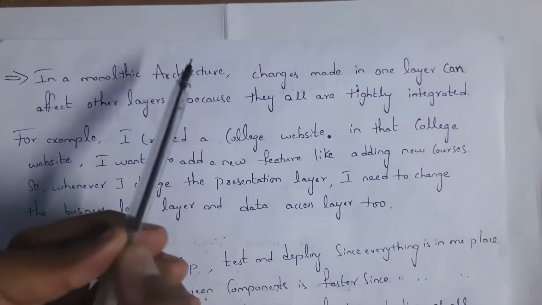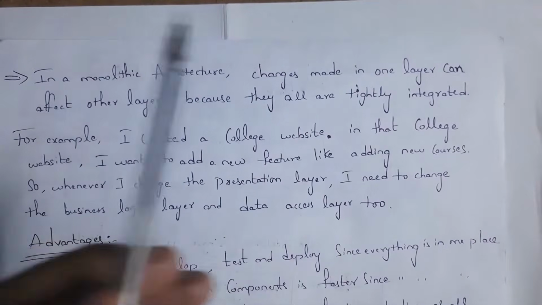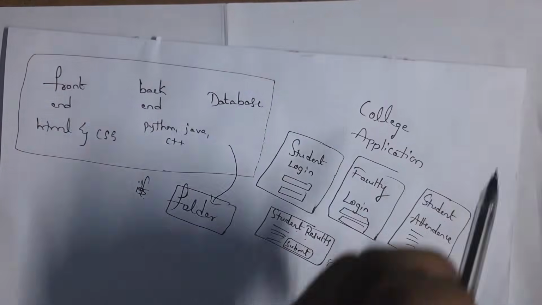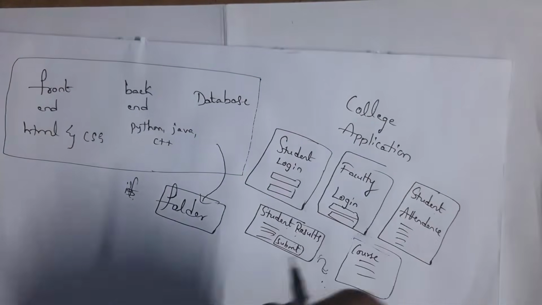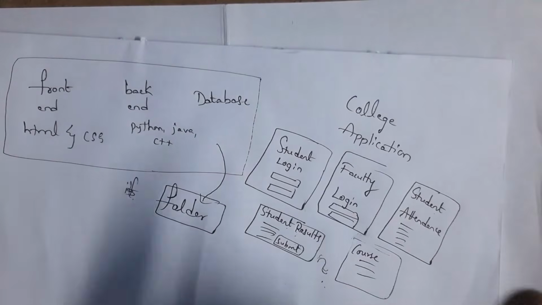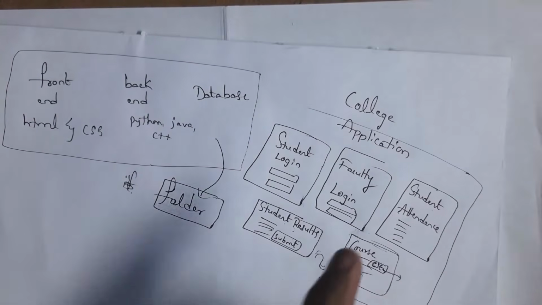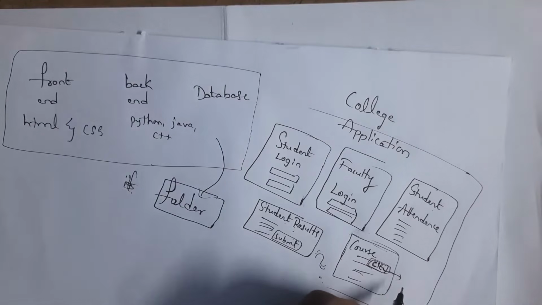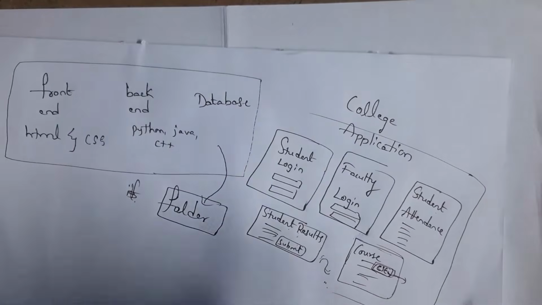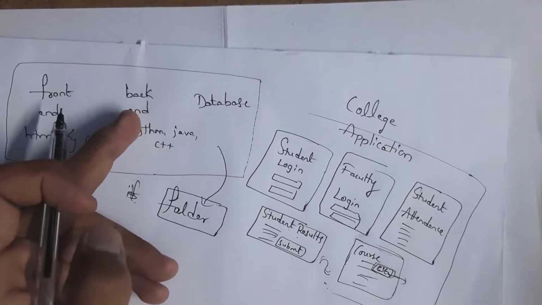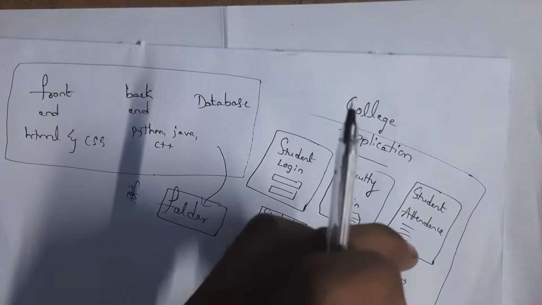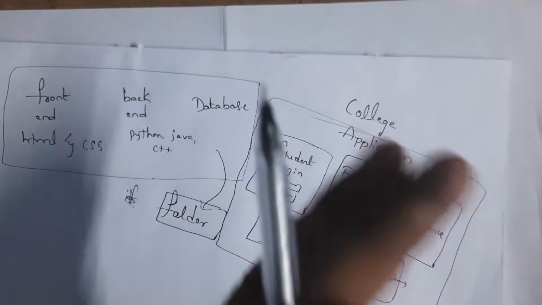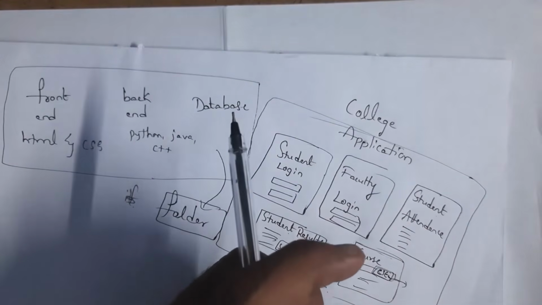In a monolithic architecture, changes made in one layer can affect other layers because they are tightly integrated. Guys, I will give one example. For example, I created a college application. In this college application, I want to add a new feature like a new course page. For example, in this course page, whenever I click on the CSC button, automatically it should display all subjects related to CSC. So again, I need to write code in the backend by using a programming language like Python, Java, and so on. And again, I need to connect this course page to the database. So in monolithic architecture, whenever you change one layer, then you need to change the remaining layers too.